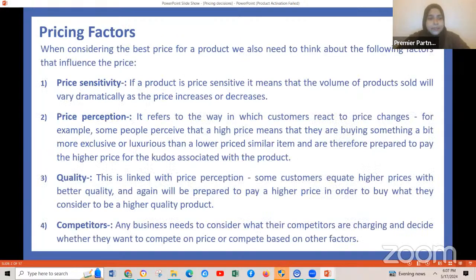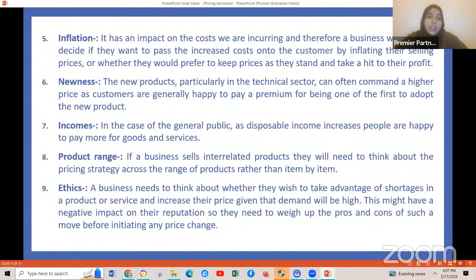That is where you look at the market condition, the competitive environment, the kind of economy you're operating in, and then set your price. So when you're setting a price, you definitely have to check many aspects like how sensitive is demand to your price, what is the perception that customers have about your product, the quality of your product, how much are your competitors charging, what's the rate of inflation, how new is your product, what are the income levels of your customer or target consumer like, what's the product range you are selling, and are you setting an ethical price?